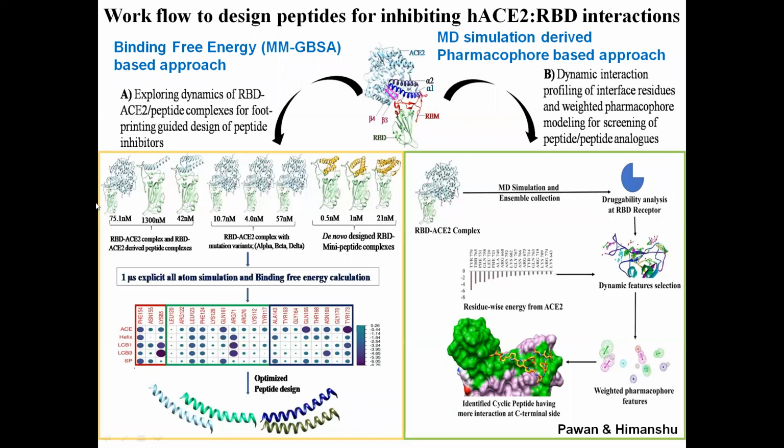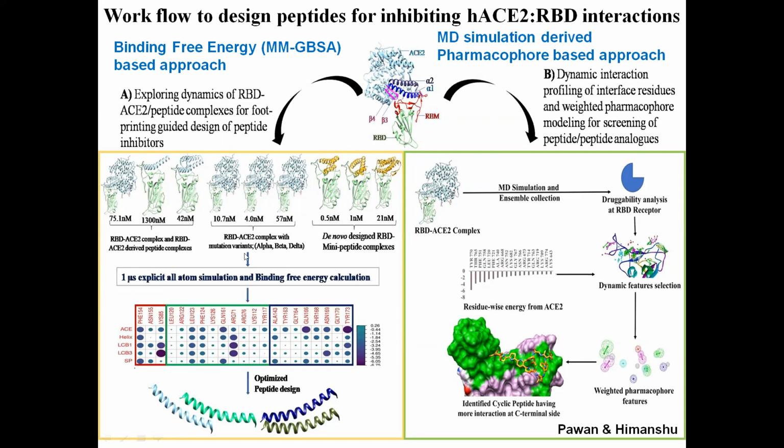In that context, there are so many crystal structures available. Their binding affinity is known. So this is the whole RBD-ACE2 complex. If you just take one helix of the ACE2, what is the binding affinity? The whole complex had a binding affinity of 75 nanomolar. If you are taking just a single helix, the binding affinity is 1300 nanomolar. If you take two helices, the binding affinity turns out to be 42 nanomolar.